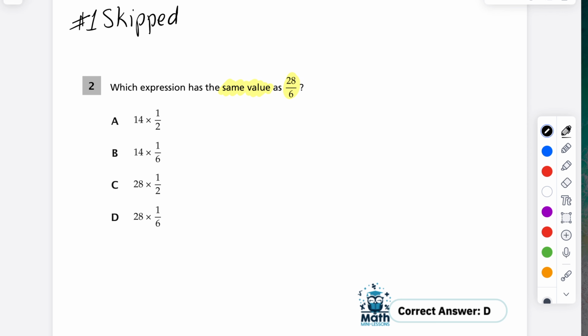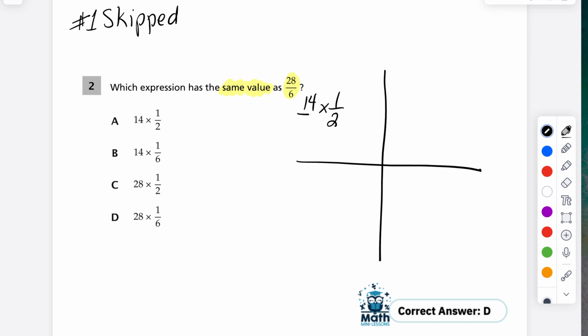So on your scrap paper, I would just put each of the parts in there. So I would have 14 times 1/2, and I'm going to put 14 over 1. So this is A. And I'm just going to multiply it out. 14 over 2. That doesn't match. I can eliminate. Let's do B. 14 over 1 times 1/6. 14 over 6. That's not the same as 28 over 6. I cross it out.